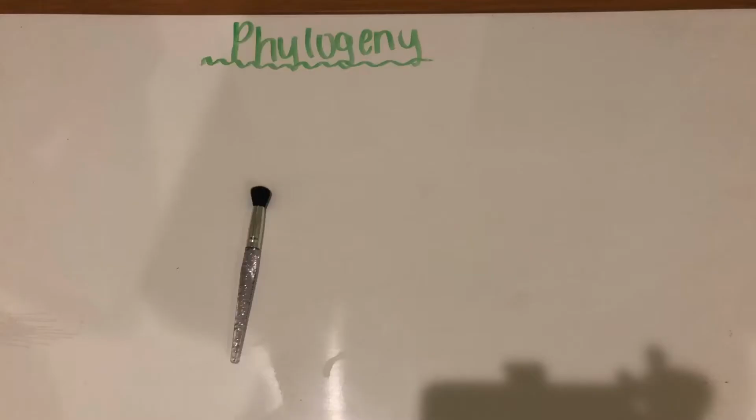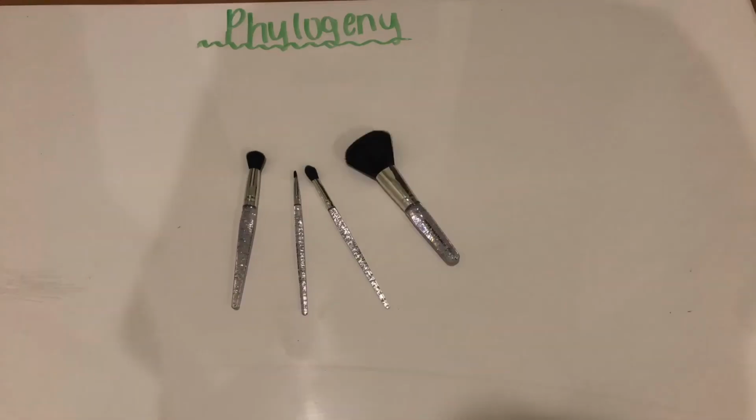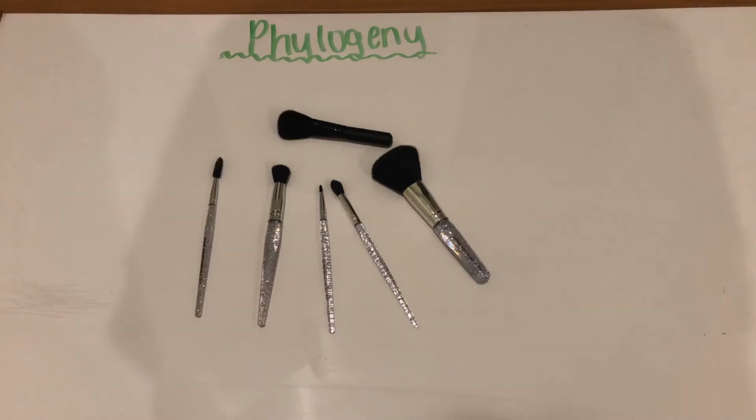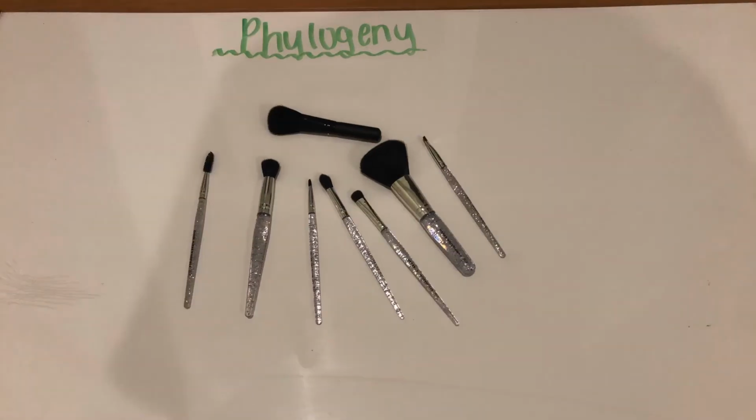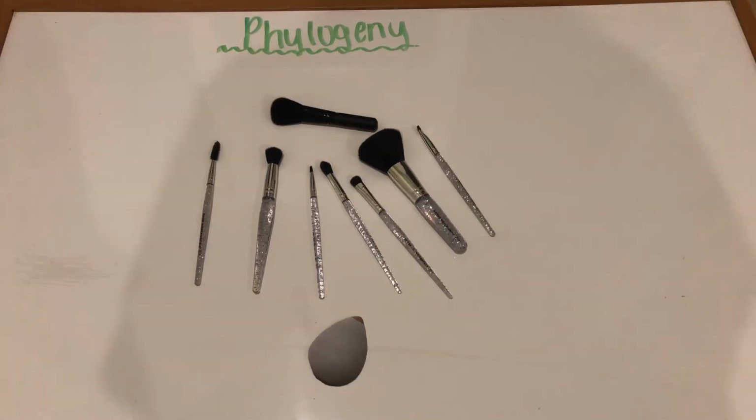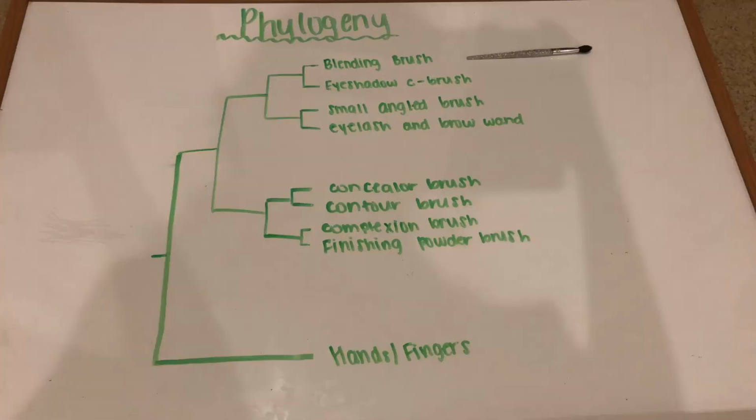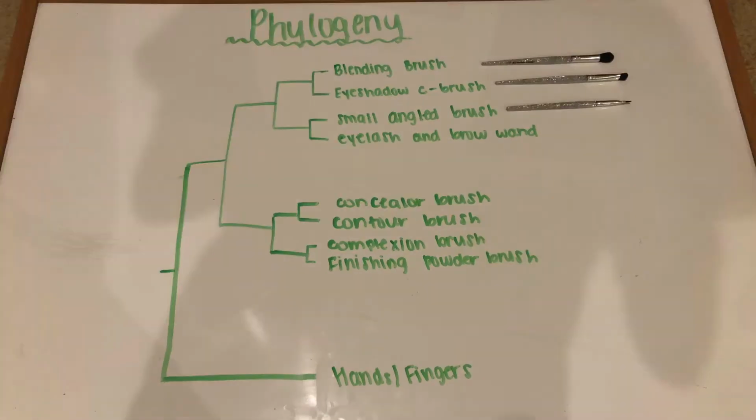Makeup is something that has been a part of society for a couple of centuries, and over this time there have been changes made to the way it is applied. Specifically, makeup brushes have been created in order to allow more precise application. This variety of makeup brushes that have been created over time can be represented in a phylogenetic tree.